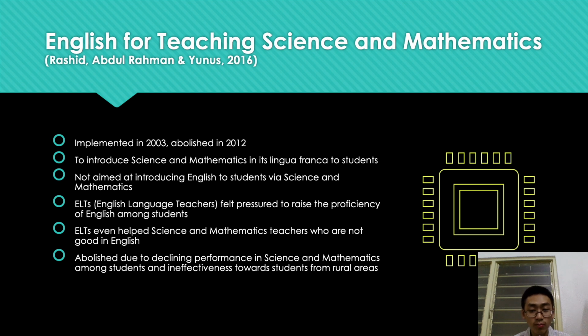But what about the students? As a result of this policy, the students suffered declining performances in science and mathematics nationally. It was proven by PISA, the international assessment, and our nation failed badly in 2011 or 2012. I believe it's around that time. It was a widely debated issue, and the government decided to pull the plug on the policy because it was ineffective towards those who come from the rural areas.